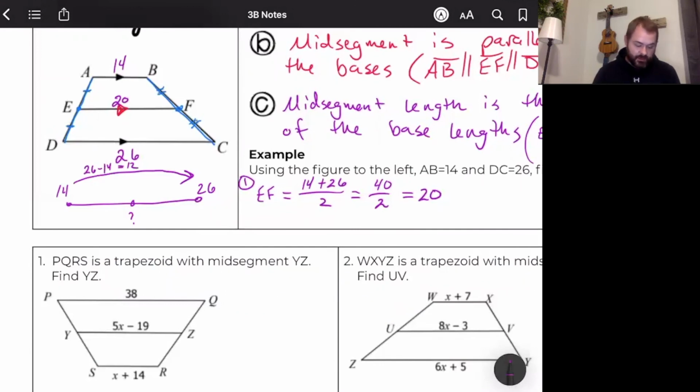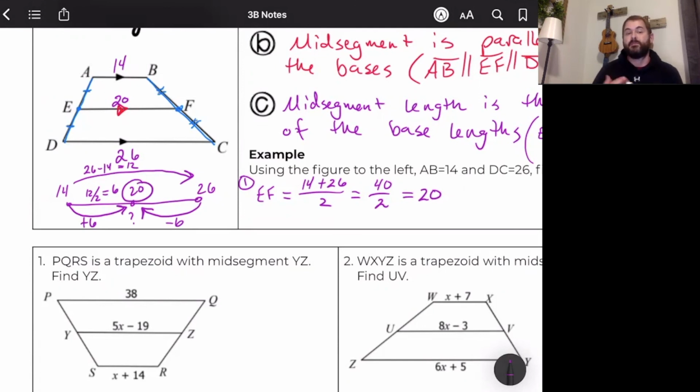So I take that 12 and I divide it by 2, and I get 6. So I'm 6 units away from 14 and 6 units back from 26. So it's like I do minus 6 from the 26, goes to 20, or plus 6 to the 14, and it's 20 again.